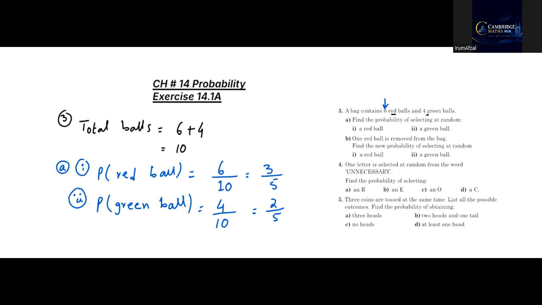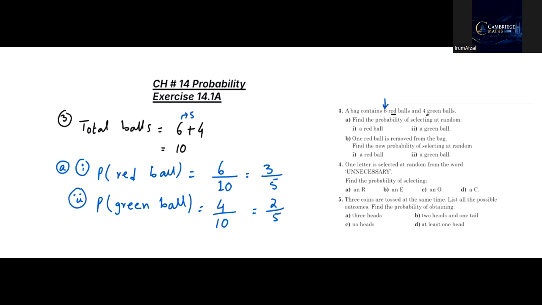In the second part, the part B, they're saying one red ball is removed from the bag. Now, if one red ball is removed out of total 6, there will be only 5 red balls. So obviously the total number of balls will change for the B part. Accordingly, we need to find the new probabilities of selecting a red ball and a green ball.